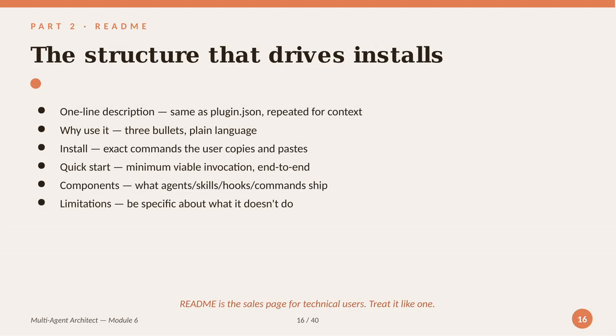Process. README structure. Six sections, in order. One-line description. Same as plugin.json's description, repeated for context. The first thing the reader sees. If it doesn't grab them, they leave.